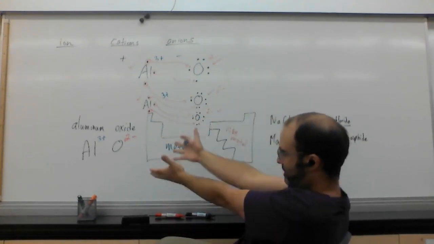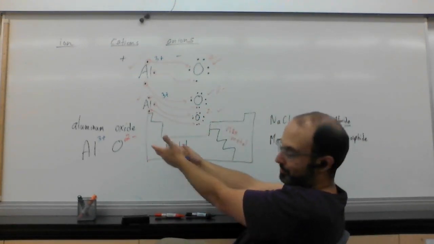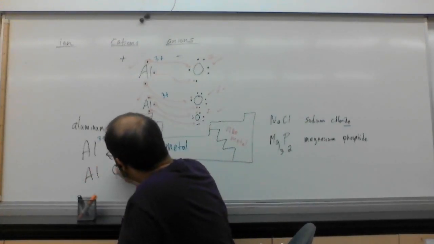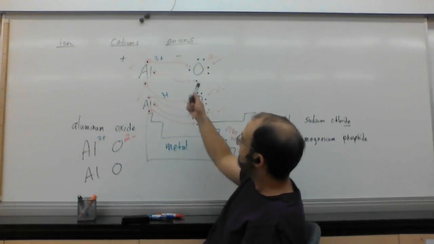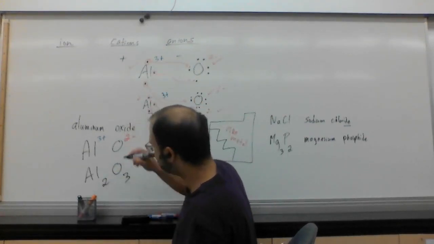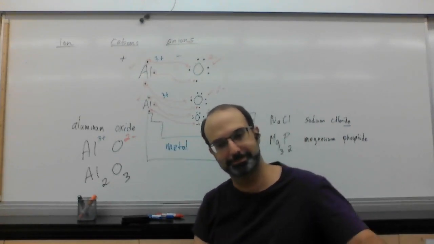How does this diagram turn into that? Very simple. Al2O3. How many oxygens? 1, 2, 3. How many aluminums? 2. There's the answer.